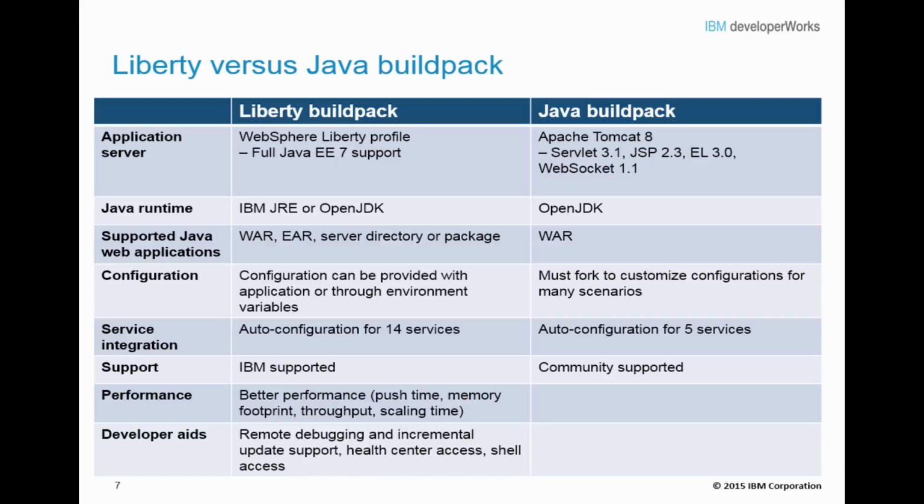Next, the Liberty build pack supports IBM JRE along with OpenJDK. The Java build pack only supports OpenJDK. Let's look at the packages that can be pushed to the build packs. You can push a WAR file, an EAR file, the entire server directory, or even the complete packaged server.xml to the Liberty build pack to customize your deployment, whereas only WAR file can be pushed to the Java build pack.